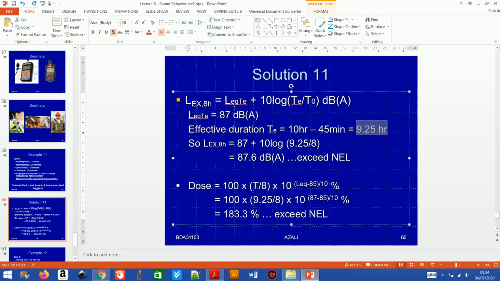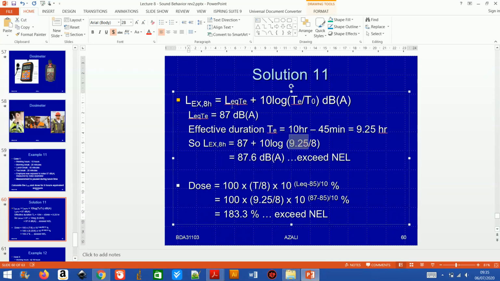The calculation is the same. In order to calculate the equivalent noise exposure for 8 hours, the equation is still the same: LEQ equals LEQ,TE plus 10 log TE over TO. First, you need to determine the TE. The TE is the working hours minus any time during which the measurement is paused. For this case, we get 10 hours minus 45 minutes, which equals 9.25 hours. So that is the TE.